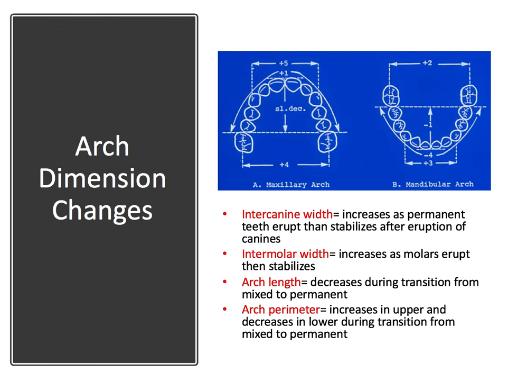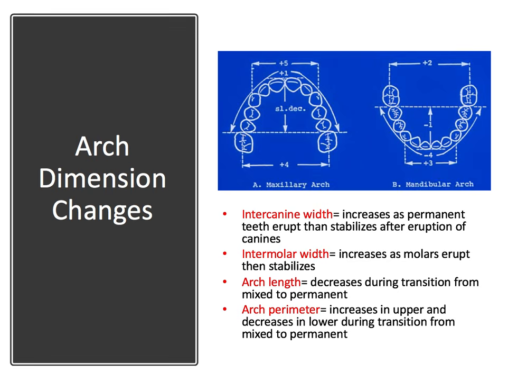So we talked a lot about what happens to the teeth during all this time, but what about the arches? Remember, I said crowding is a math problem between tooth size and arch size. So just as the teeth transition to a permanent dentition, so do the arches. So we have a couple dimensions to consider here.